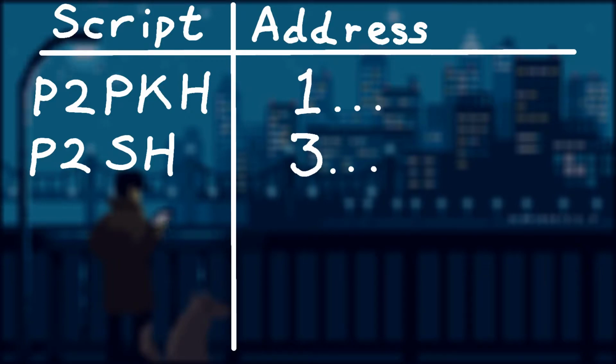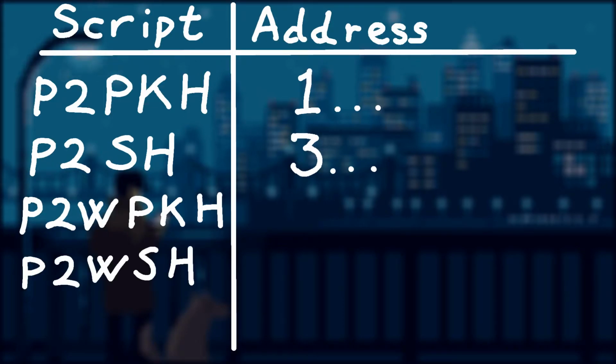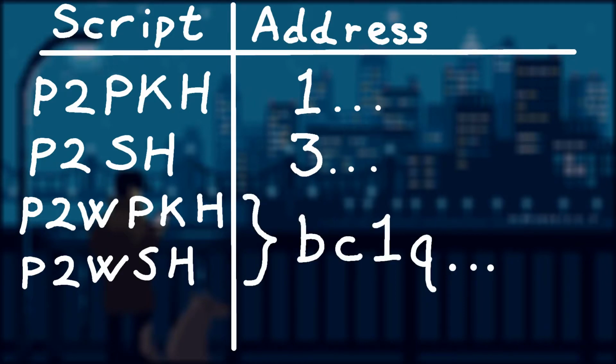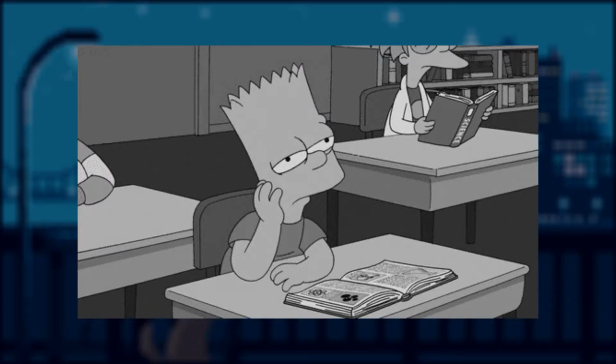Later, native SegWit was introduced, which brought pay to witness public key hash and pay to witness script hash, which both generate addresses that start with BC1Q. And more recently, pay to taproot was added, and their address starts with BC1P. Okay, theory class is over.